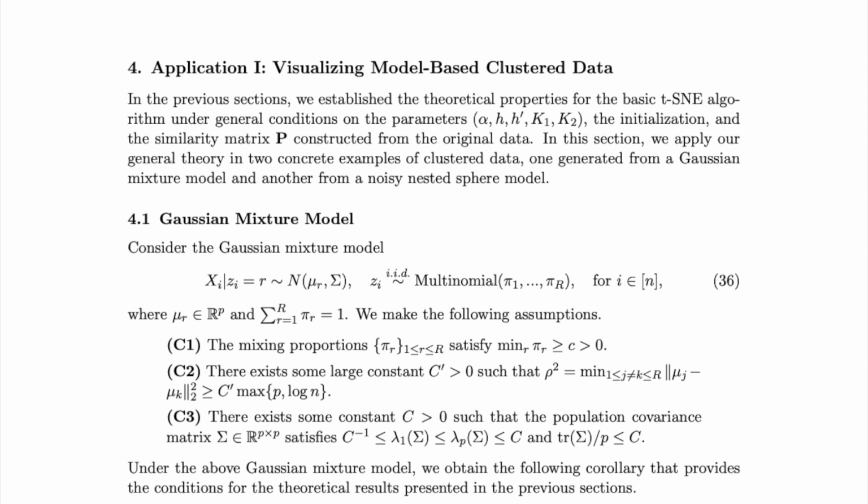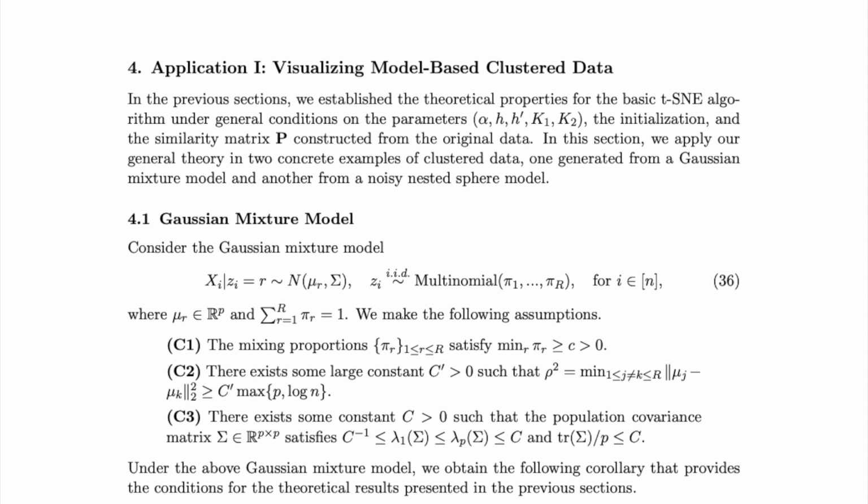C2: there exists some large constant c_0 such that ρ² = min over 1 ≤ j < k ≤ R of ‖μ_j − μ_k‖₂² ≥ c_0 max(p, log n). C3: there exists some constant c_0 such that the population covariance matrix Σ in R^{p×p} satisfies c_0^{-1} ≤ λ_1(Σ) ≤ ... ≤ λ_p(Σ) ≤ c_0, and tr(Σ)/p ≤ c_0.